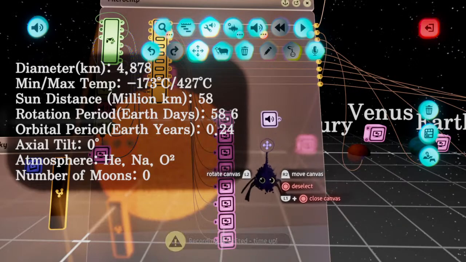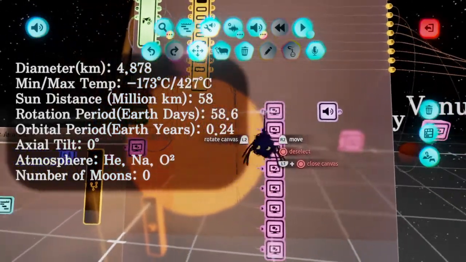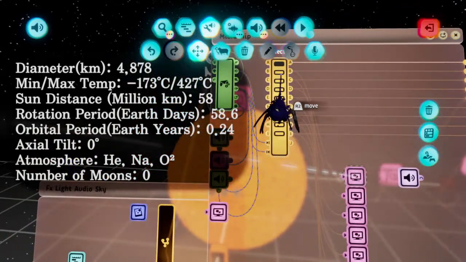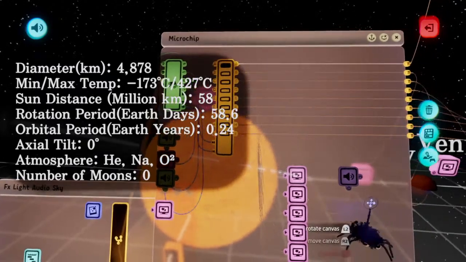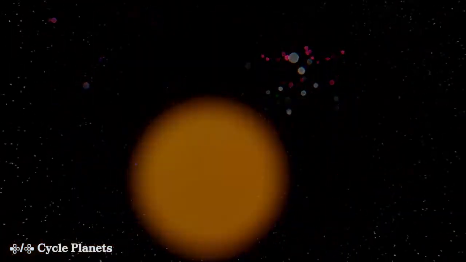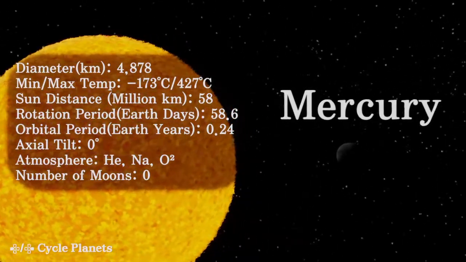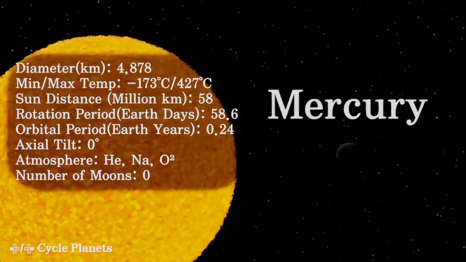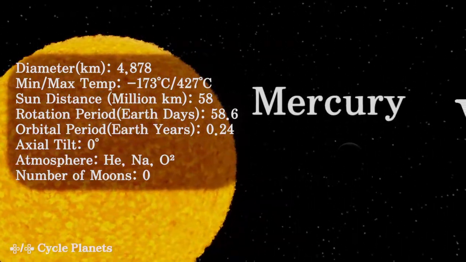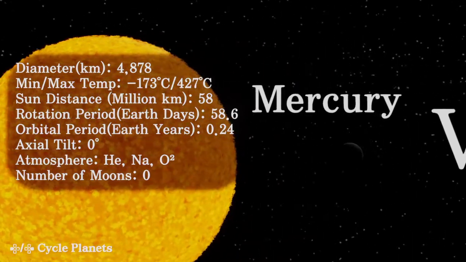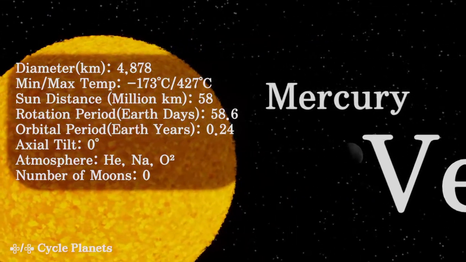See, I can't even get past two stats. God, I hate you. Planet Mercury, 4,878 kilometers in diameter. The minimum temperature is negative 178 degrees Celsius, or 427. It's hot.